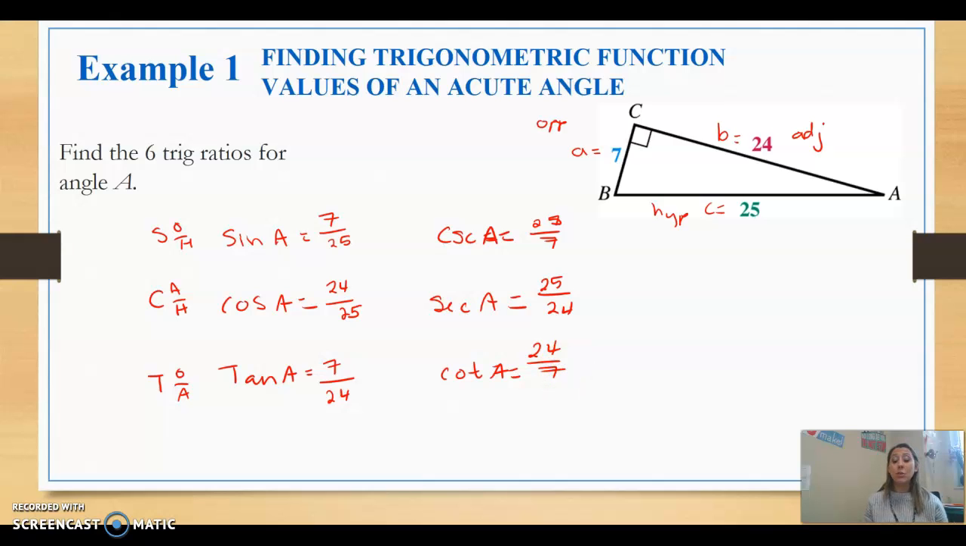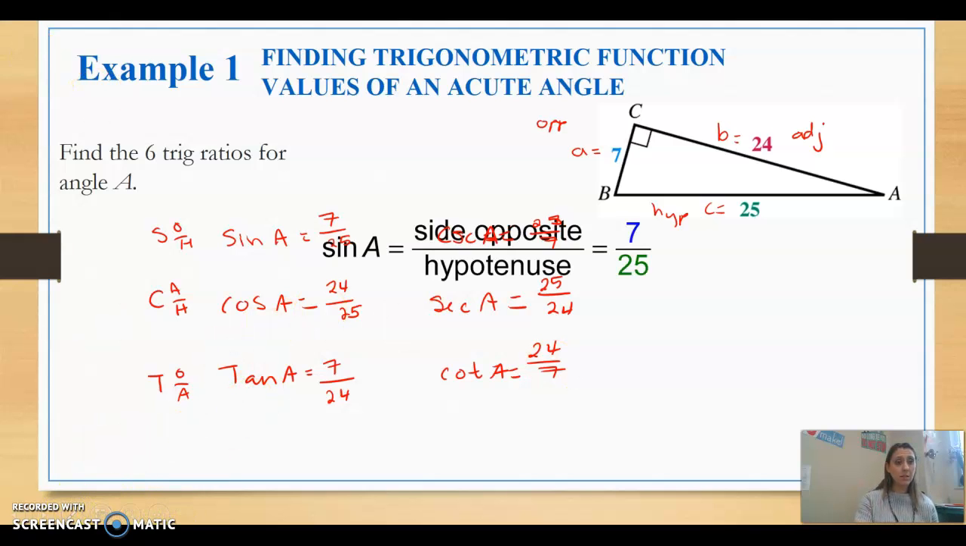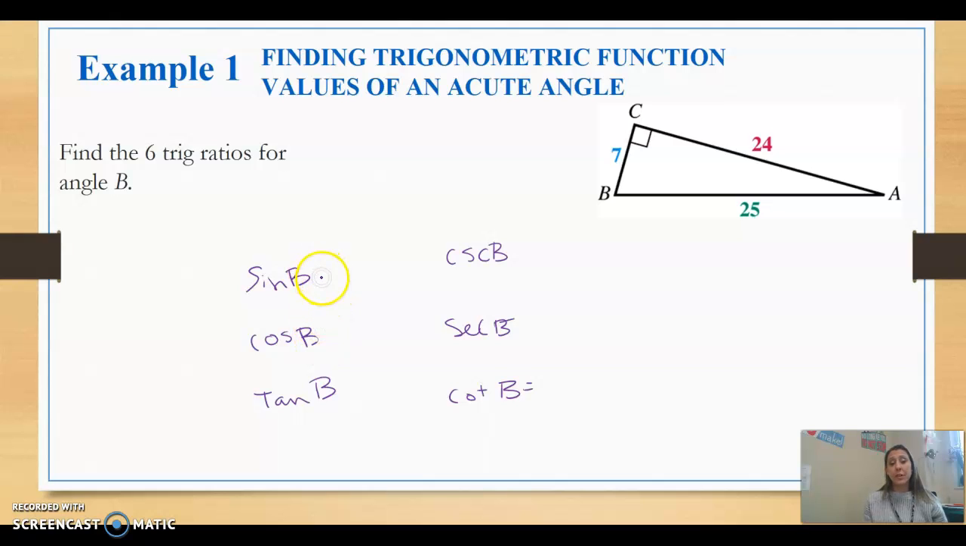So what I'd like you all to do is hit pause and do it all for angle B. Okay, so I have my 6 trig ratios set up. I know I'm going to do sine, cosecant, cosine, secant, tangent, and cotangent. Now I need to find the hypotenuse. So that is going to be this side. It's the same triangle but a different angle. Now the opposite side of B is right here, so this is different, and the adjacent side is now 7.